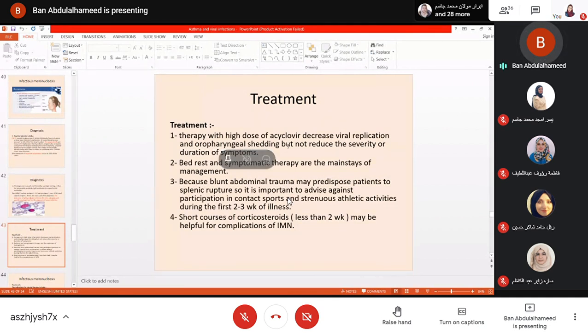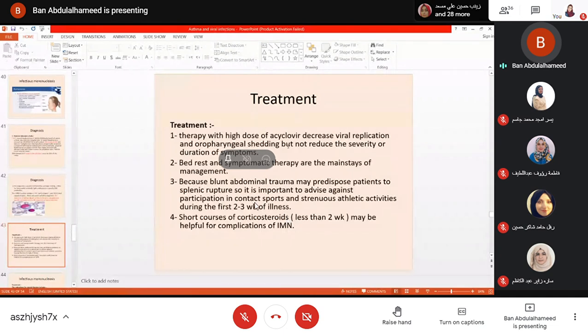Because blunt abdominal trauma may predispose patients to splenic rupture, it is important to advise the patient and the family against participation in contact sport or athletic activities during the first 2 to 3 weeks of illness. لأن إحنا واحدة من الكومبليكيشن السيريس كومبليكيشن بالإنفكشيوس مونونيوكليوسيس والبيشنت ممكن يصير عنده سبلينيك رابتشر، ولهذا إحنا advise the patient and the family not to participate in any heavy sports or activity during the first 2 to 3 weeks of illness to prevent this abdominal trauma which may predispose to splenic rupture.